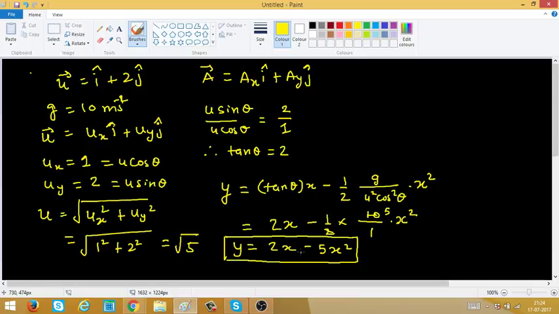And you can see in the answer, this is the equation that we get. So basically we have to use this equation, find the value of tan theta and u cos theta, and plug those values over here. So this is question number 12.